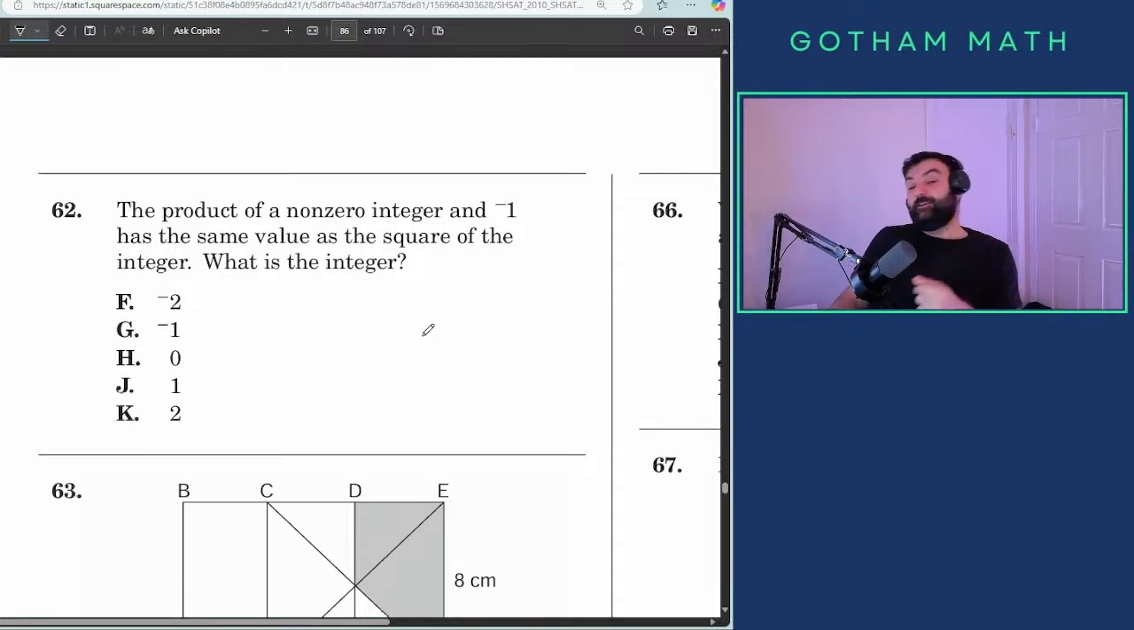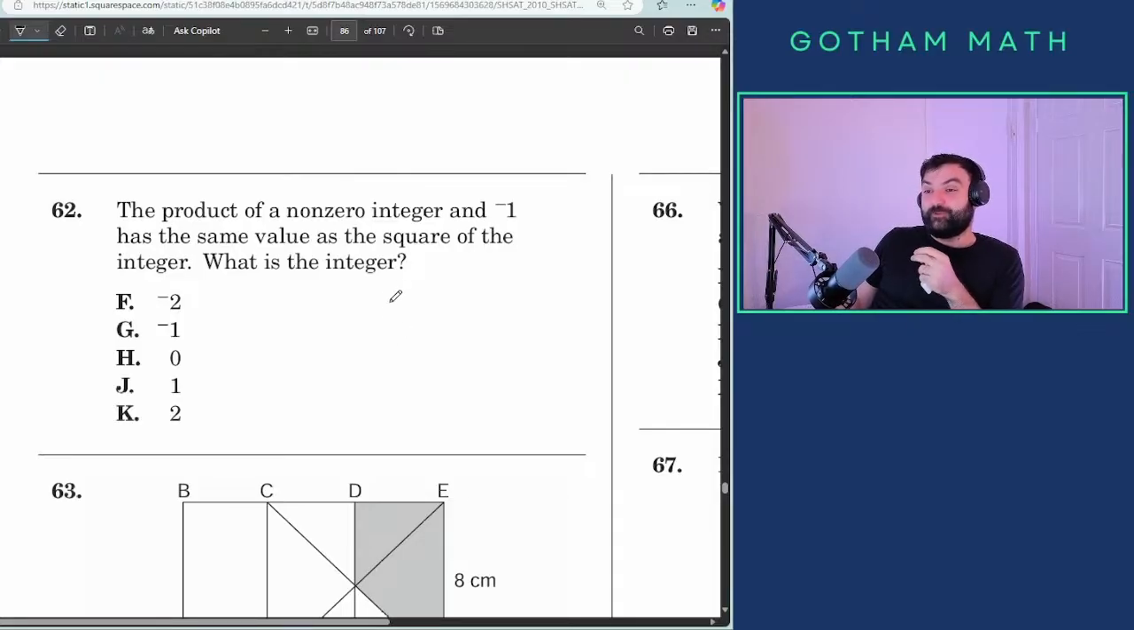The product of a non-zero integer and negative 1 has the same value as the square of the integer. What is the integer?